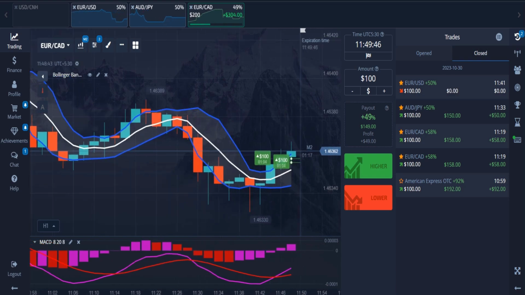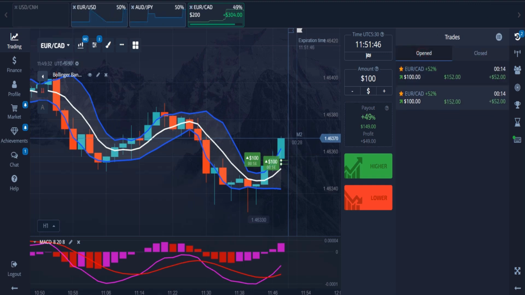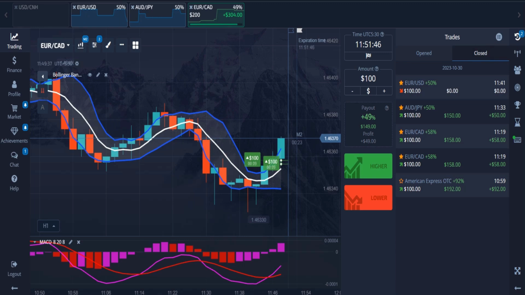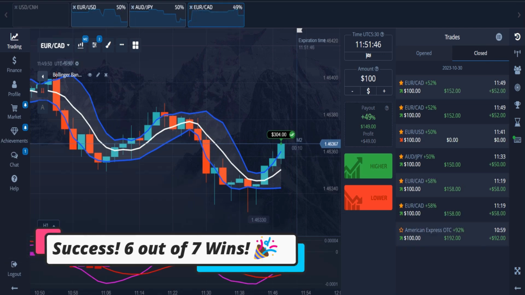We've increased our position size to try and recover the earlier losses. But remember, trading always carries some risk. Now, let's wait until these trades finish and see whether we win or lose. Fingers crossed for a positive outcome. We've won this trade as well. Today's trading session resulted in an amazing 6 out of 7 wins, which is excellent.